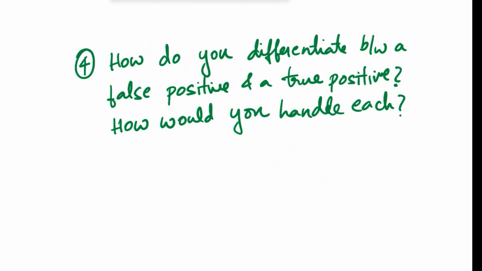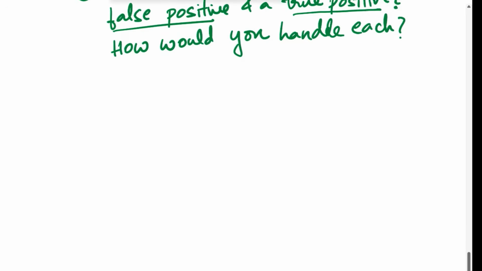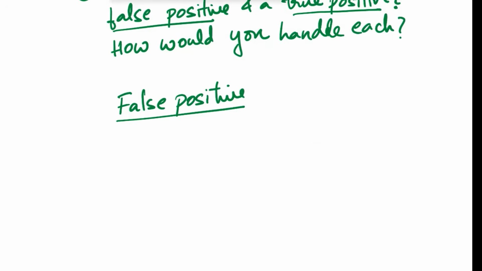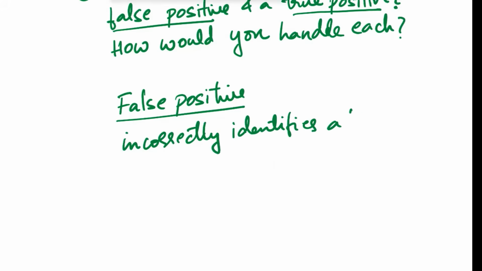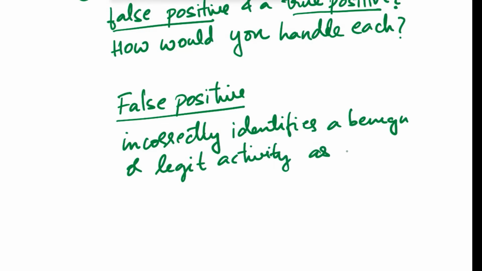In the context of EDR, how do you differentiate between a false positive and a true positive? How would you handle each situation? First, let's talk about a false positive. A false positive occurs when an EDR system incorrectly identifies a benign or legitimate activity as a security threat. This could happen due to misconfigurations, deviations in user behavior, or a lack of context in the analysis.